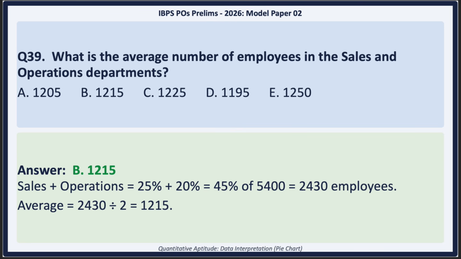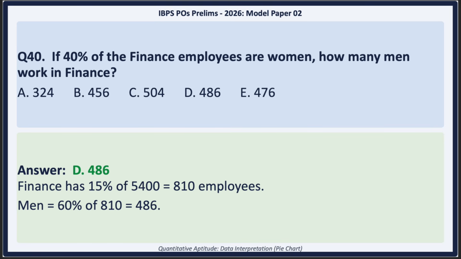Question 39 asks for the average number of employees in sales and operations. Okay, sales is 25%, ops is 20%. That is 45% total. Since it is an average of 2 departments, divide 45 by 2, that is 22.5%. So we just need 22.5% of 5,400. Which is 12,215. Even if they introduce a subcategory, like in question 40, they say 40% of the finance employees are women and ask how many are men. Correct. So 60% of 810, 6 times 81 is 810. It keeps the math grounded and linear.